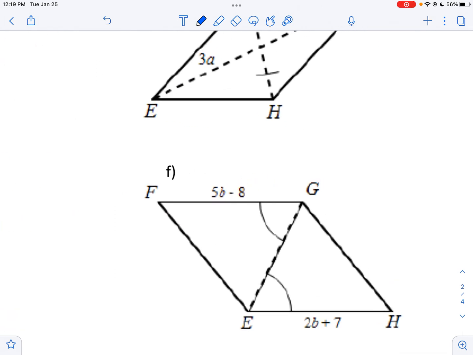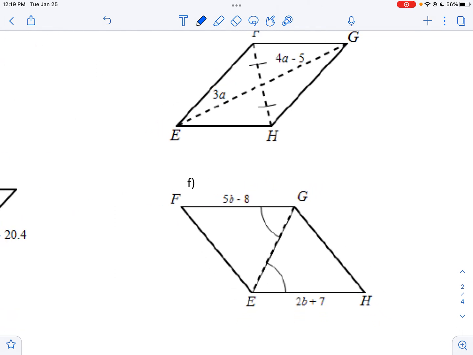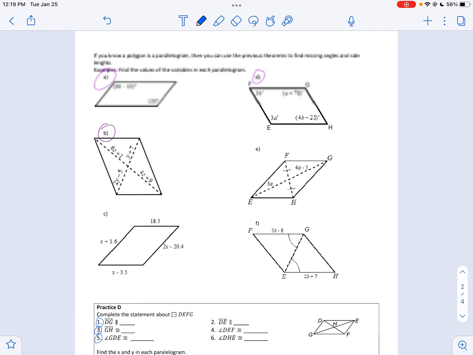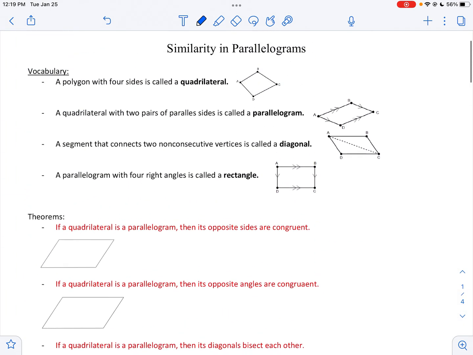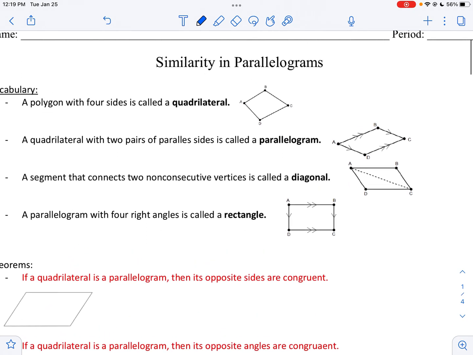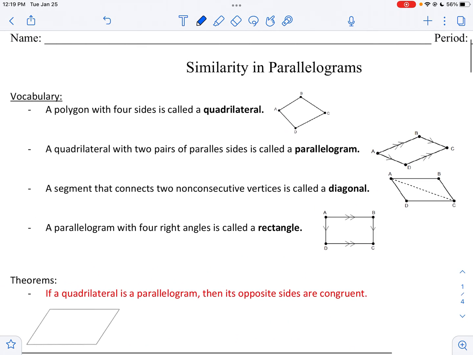Anyway, this lesson has a whole bunch of parallelograms in it, and you have to use the properties of parallelograms to find out unknown values, like what would the B be in this case. So just a lot of different theorems, a lot of things involved there. But before we get into those actual theorems, we need to knock out some geometric notation and vocab words.